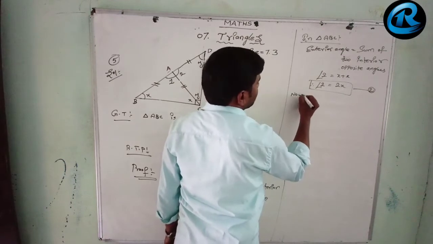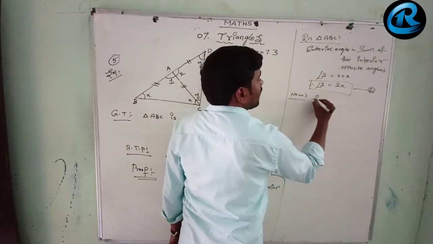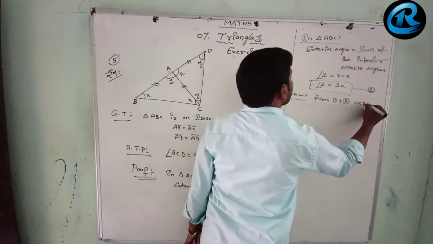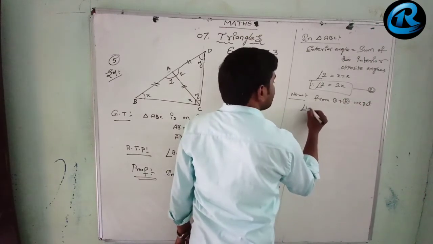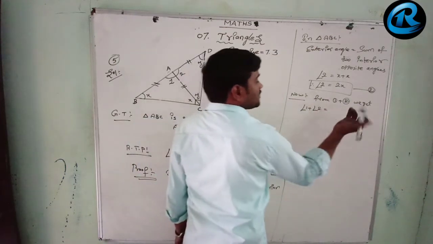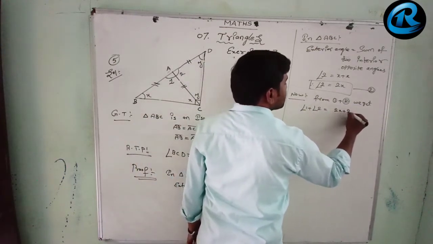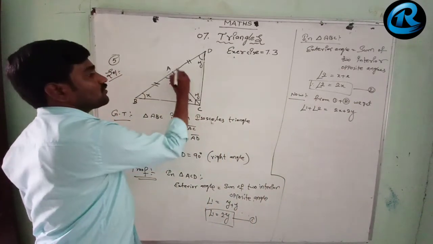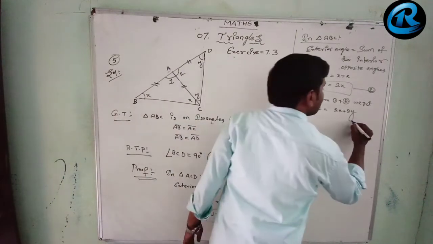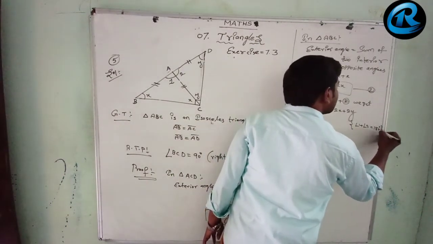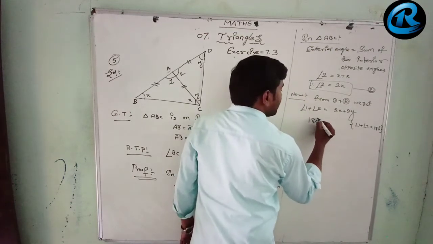Now, from 1 plus 2 we get angle 1 plus angle 2 equal to 2x plus 2y. Angle 1 plus angle 2 equal to what? Here we know that angle 1 plus angle 2 is a linear pair, which is 180 degrees. So it becomes 180 degrees.